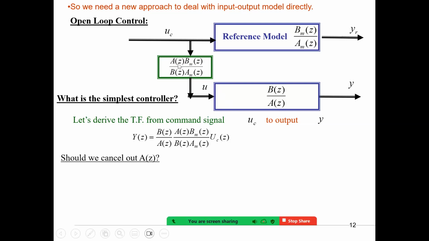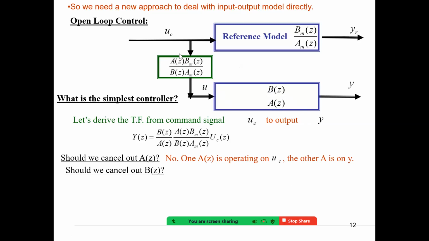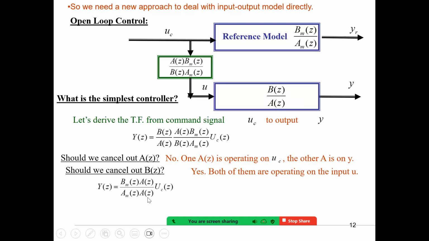Let's look at A. This A here, which signal is this A operating on? Common signal, you say. This A, which signal is it operating on? Y. So can we cancel out A? They are operating on different signals, right? No. Now how about B? Which signal is this B operating on? U. How about this B? U. So therefore, should we cancel out B? They operate on the same signal, right? Yes. So therefore, the transfer function is Bm times A over Am times A.